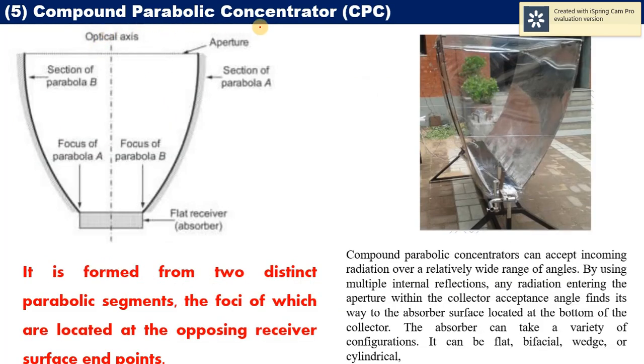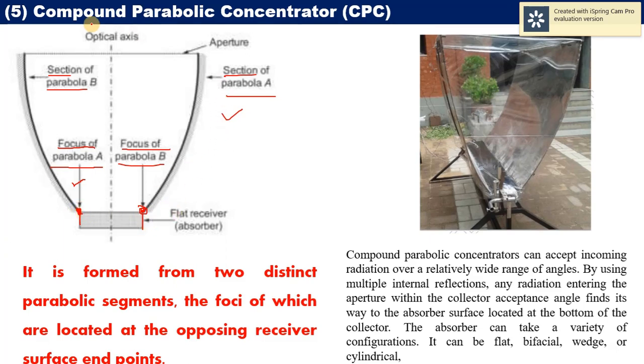Then we have the compound parabolic concentrator. When we have a parabola, we have a focus. This is the first parabola, parabola A, and this is parabola B. This is the focus for parabola A, and this one is the focus for parabola B. These are mounted at the edges of this flat absorber plate. So we have these two foci here.